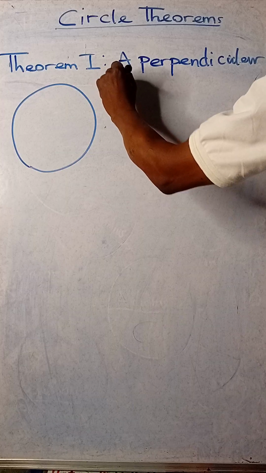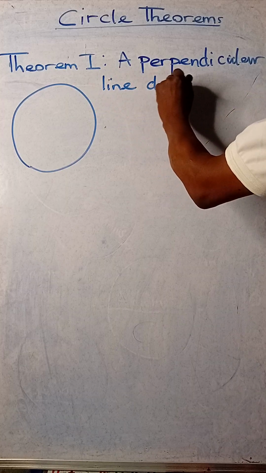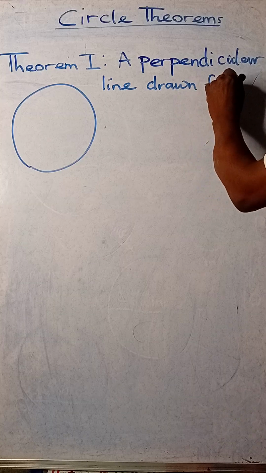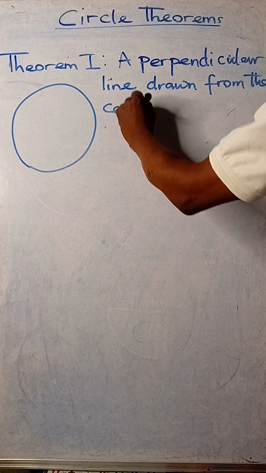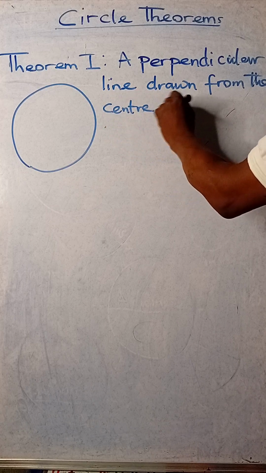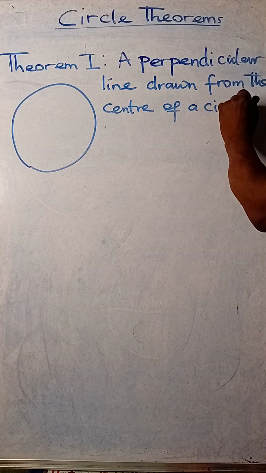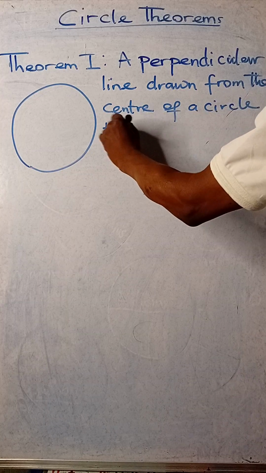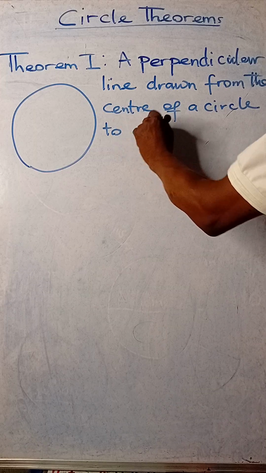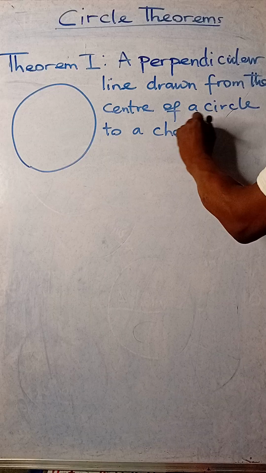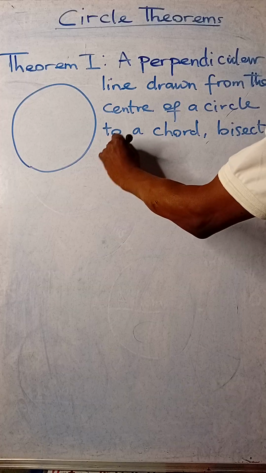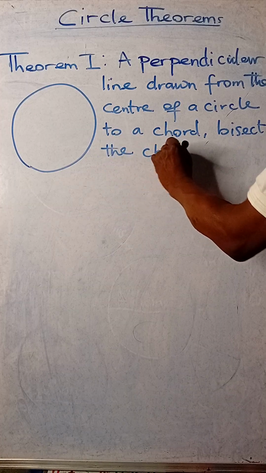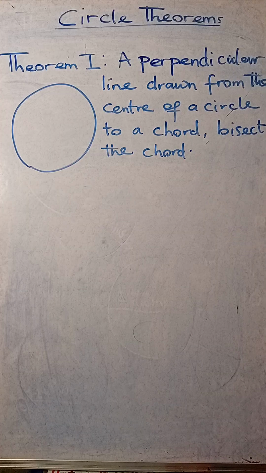perpendicular line drawn from the center of a circle to a chord bisects the chord. So that is the first theorem.